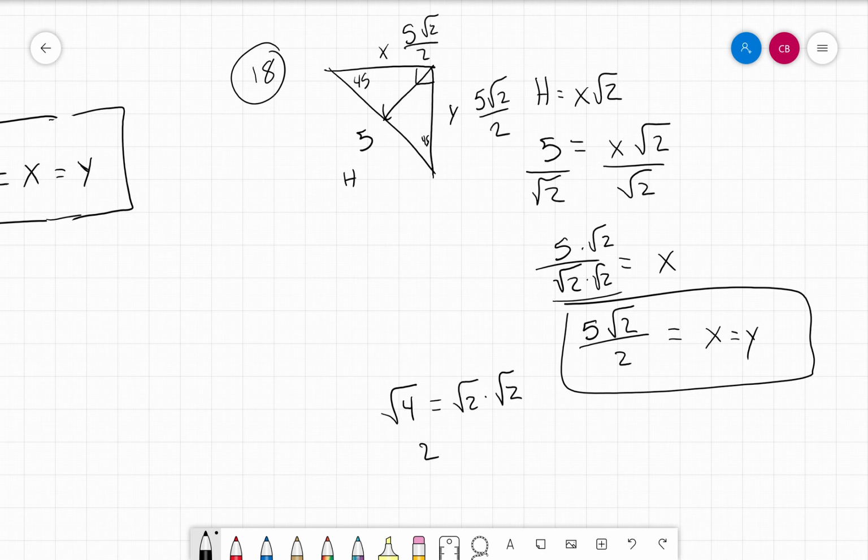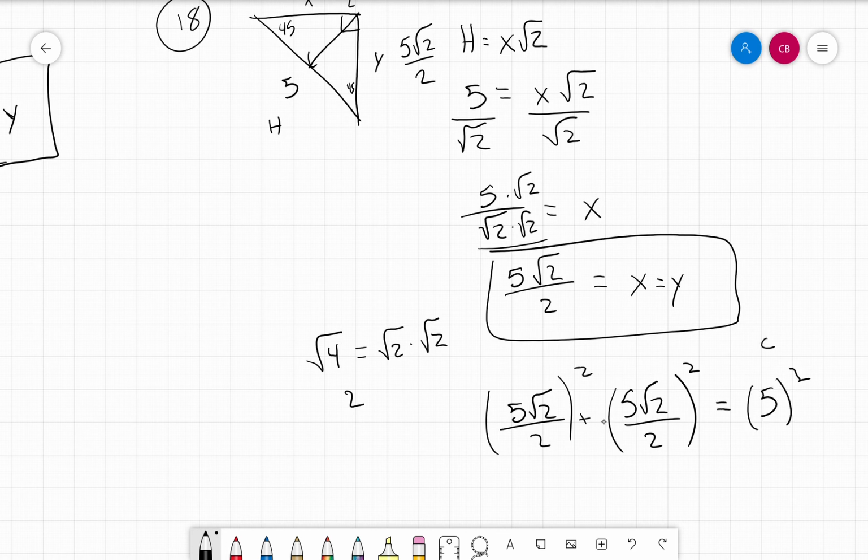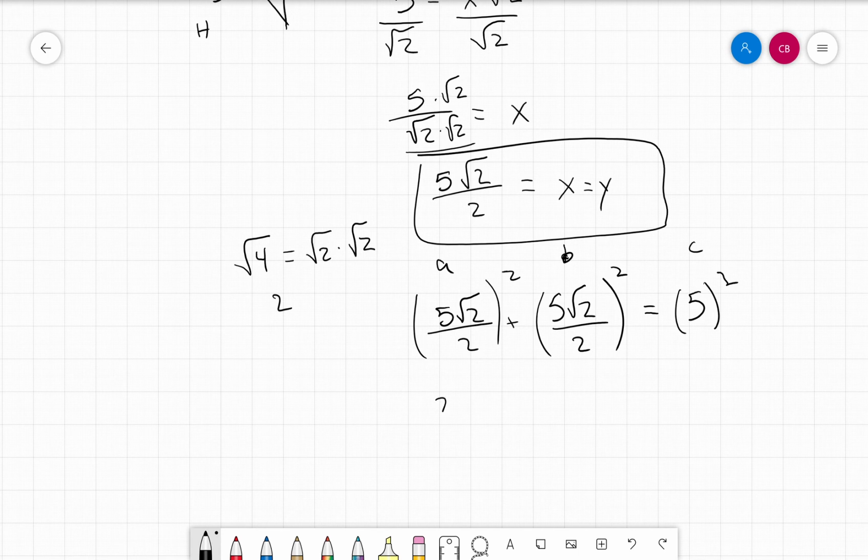And in case you don't believe it, I'll do it real quick with the Pythagorean theorem. So if we do 5 square root 2 over 2 plus 5 square root 2 over 2, squared is equal to 5 squared. This is c, this is b, this is a. a squared plus b squared equals c squared. If I square this, I get 25. Square root of 2 squared is 2, divided by 2.